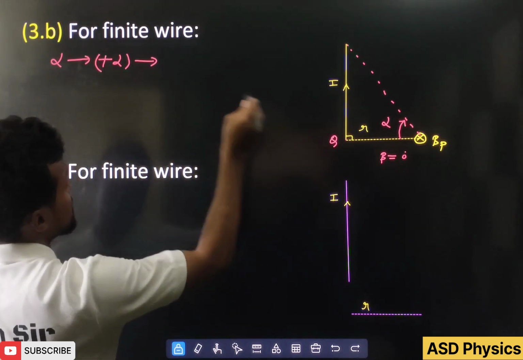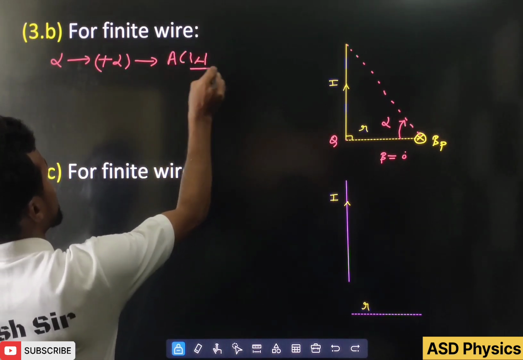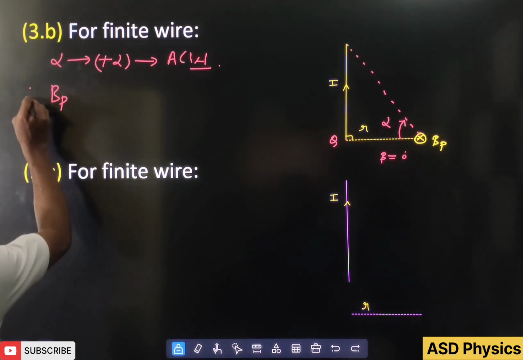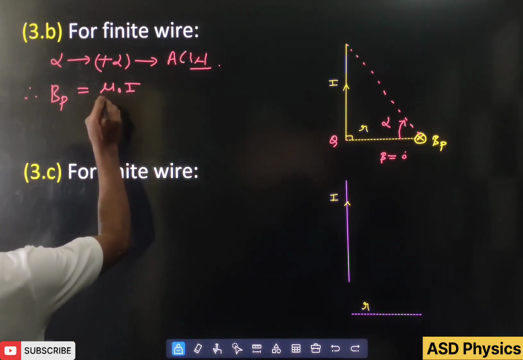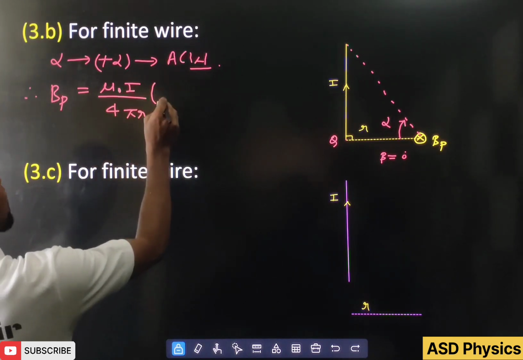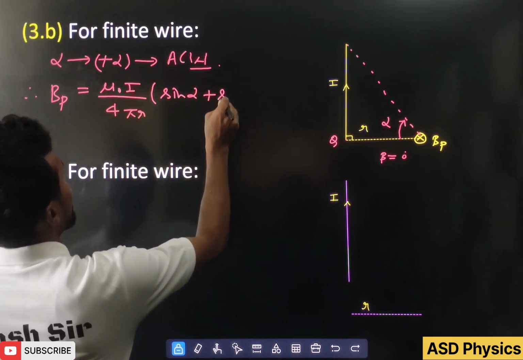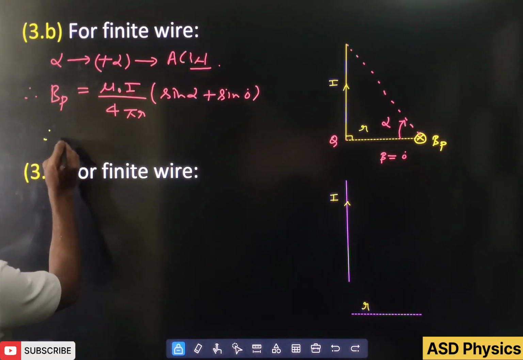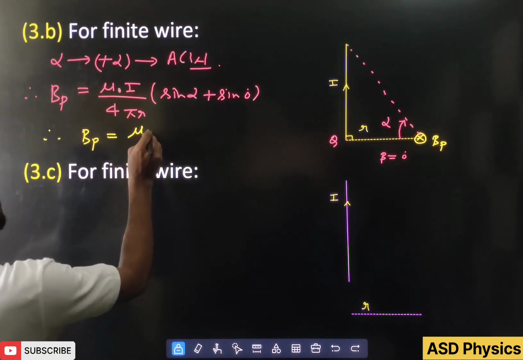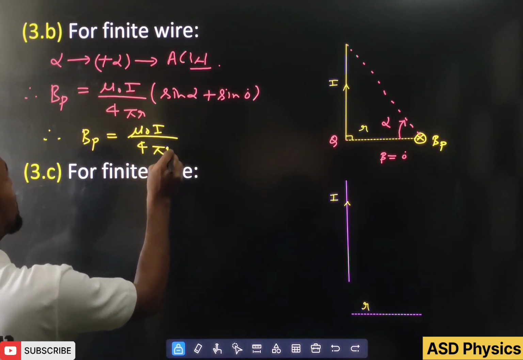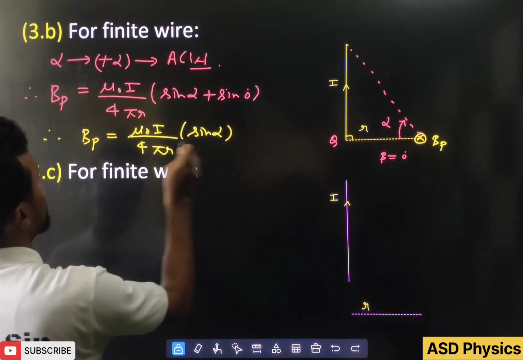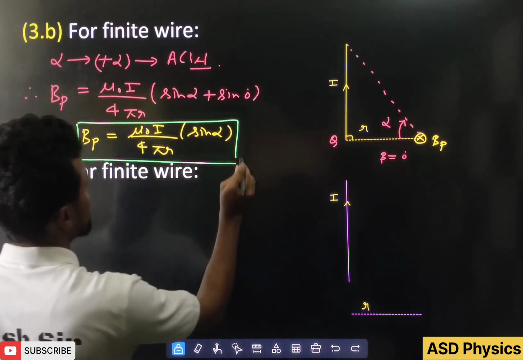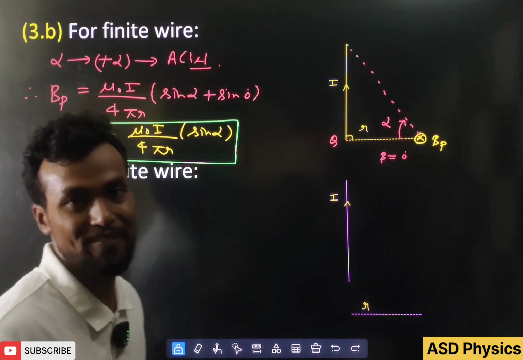Why? Because, as I have told you, whenever alpha is in the anti-clockwise direction, it will be positive. So in this situation the magnetic field is given by mu naught I by 4 pi r times (sine alpha plus sine beta), and with beta 0 degrees, it will come as mu naught I by 4 pi r sine alpha. Remember this formula. Now we are just seeing the cases; then we have to solve many questions.